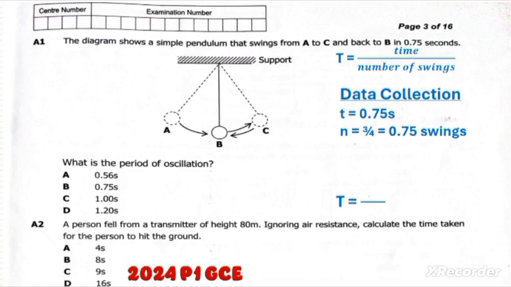So therefore, 0.75 divided by 0.75 is equal to 1. So the period is equal to 1 second. Therefore, our correct answer is C. So this brings us to the end of this video.